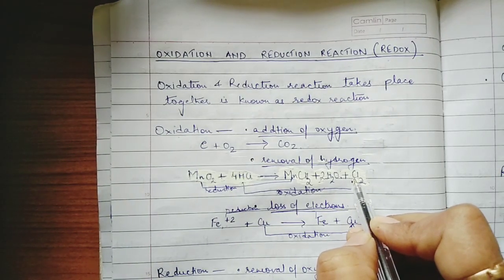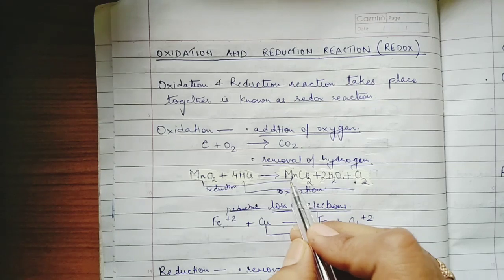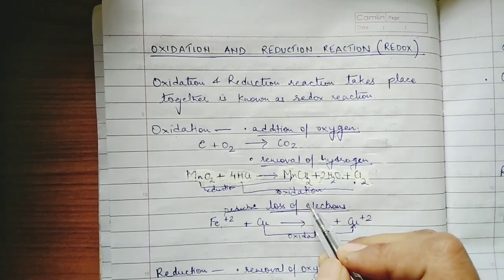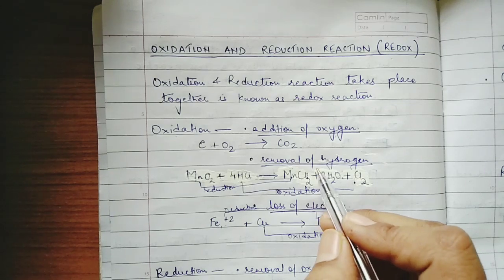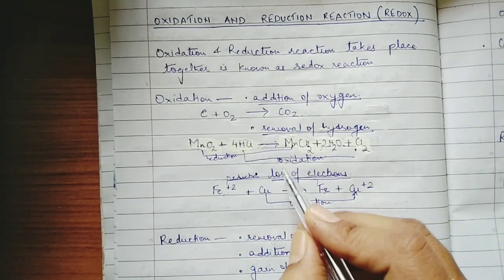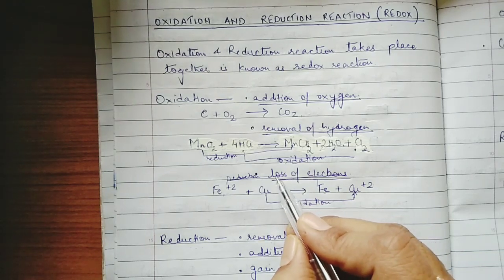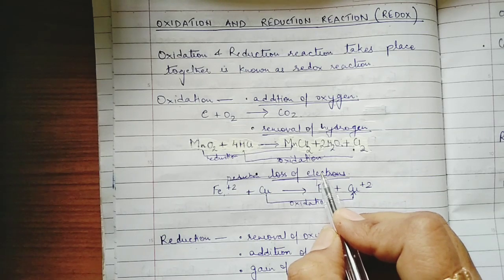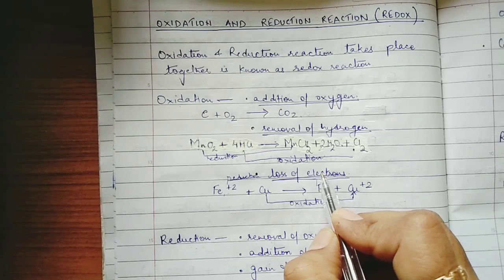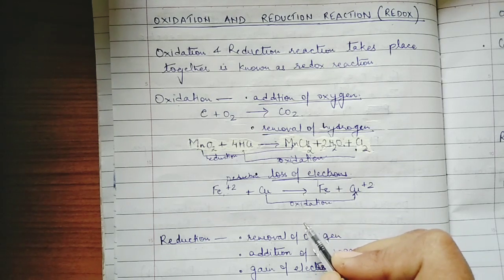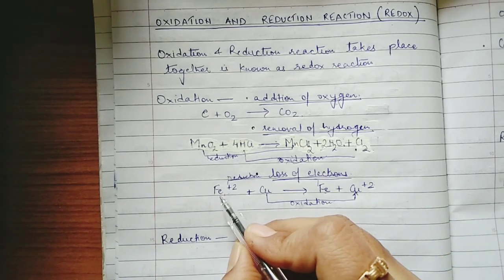So, this is the second definition of oxidation: when there is removal of hydrogen in any reaction, that reaction is an example of an oxidation reaction. Then another definition of oxidation is the loss of electrons. In any reaction, if an atom or an ion loses electrons, then we can say that it is undergoing the process of oxidation. See this example now.